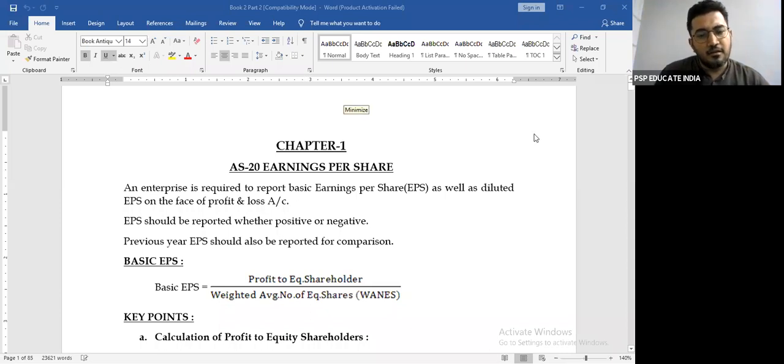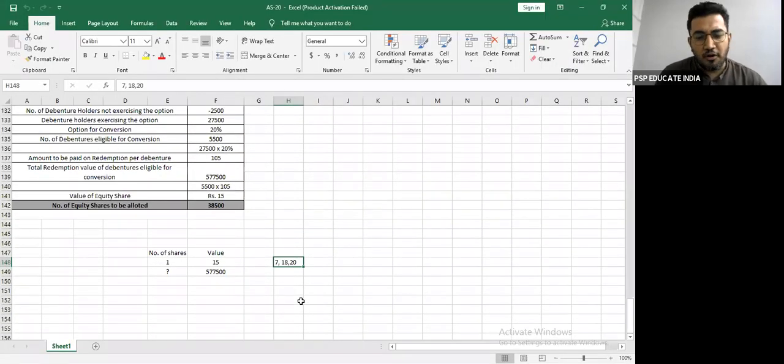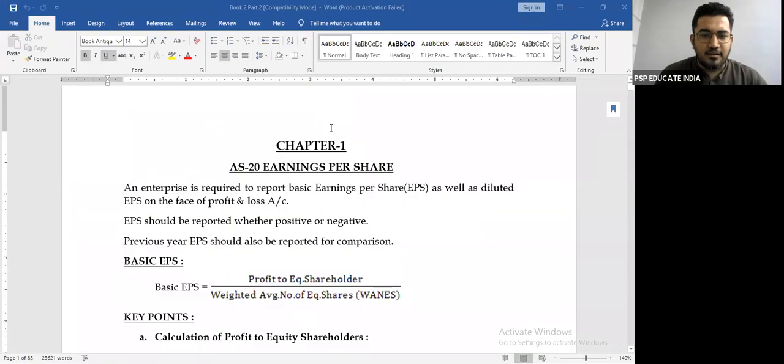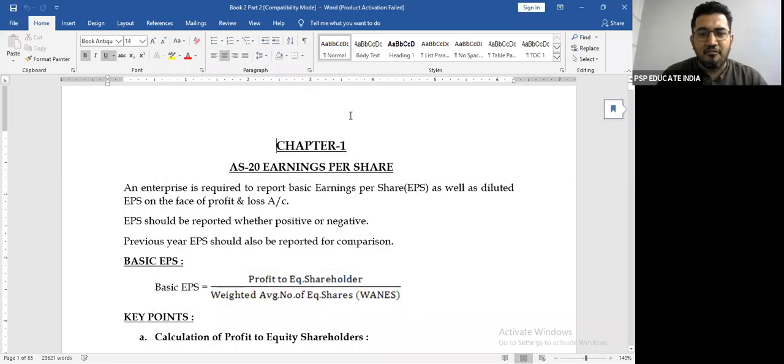Let's begin revising the entire accounting standard AS-20 again. And once we are done with that, there are 3 questions which are left, and they are 7, 18, and 20. So what we will do today is we will revise the entire accounting standard 20 from the first sentence. I will explain everything to you again. We'll have a quick revision.